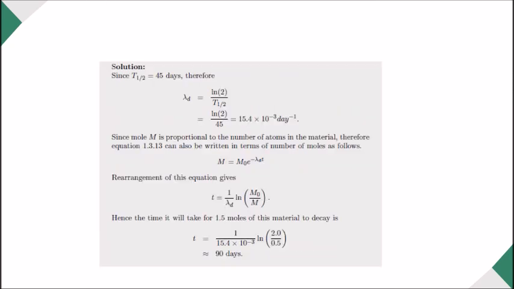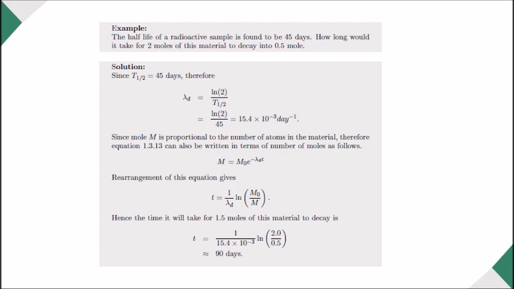Now we'll take a question here. The half-life of a radioactive sample is found to be 45 days. How long would it take for 2 moles of this material to decay into 0.5 moles? Since t half is equal to 45 days, we get lambda_d equal to ln2 by t half, which is ln2 by 45, giving 15.4 times 10 raised to minus 3 per day.